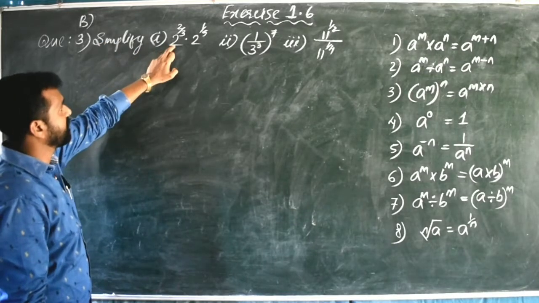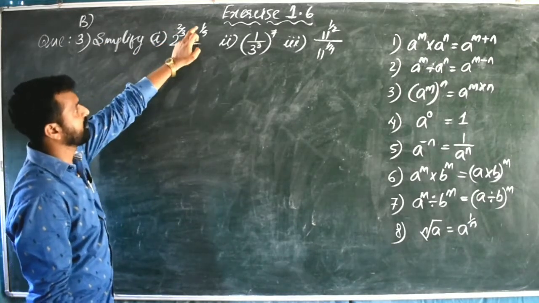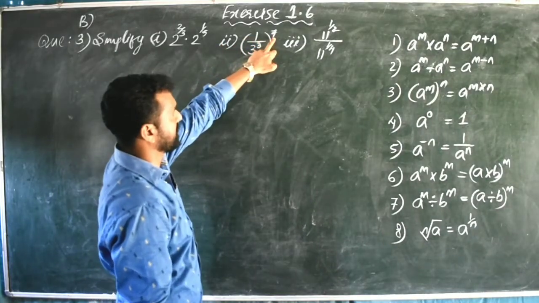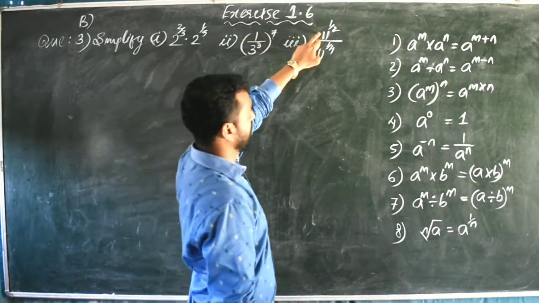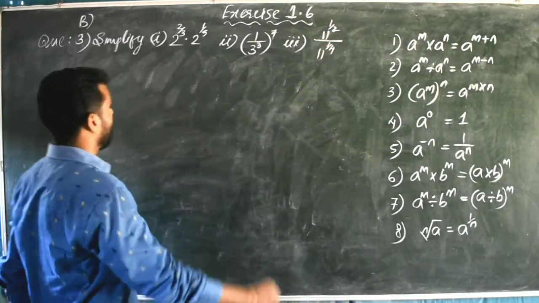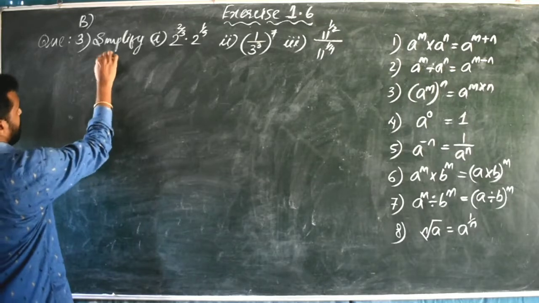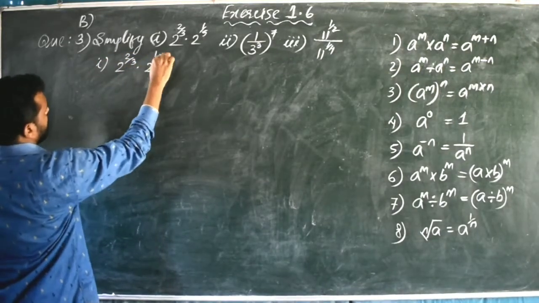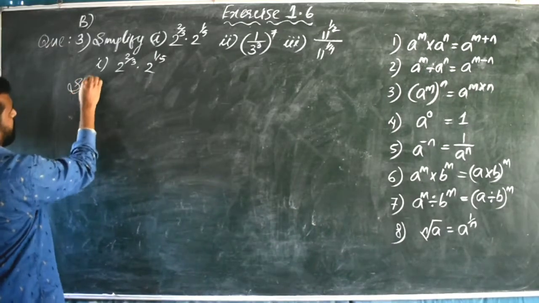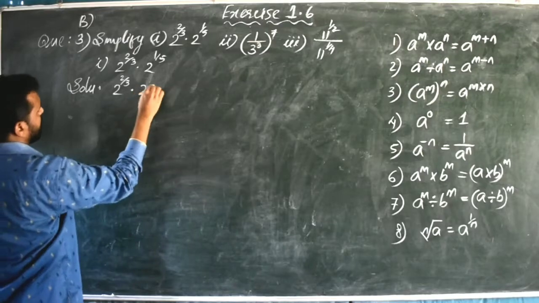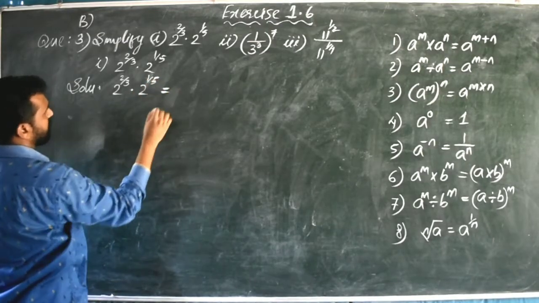Simplify: question number 1, 2 raised to 2 by 3 into 2 raised to 1 by 5. Question number 2, 1 by 3 raised to 3 the whole raised to 7. Question number 3, 11 raised to 1 by 2 divided by 11 raised to 1 by 4. Question number 1: 2 raised to 2 by 3 into 2 raised to 1 by 5 is equal to.